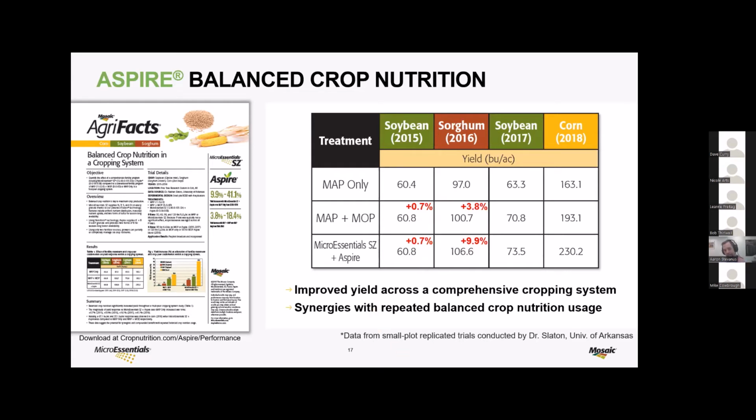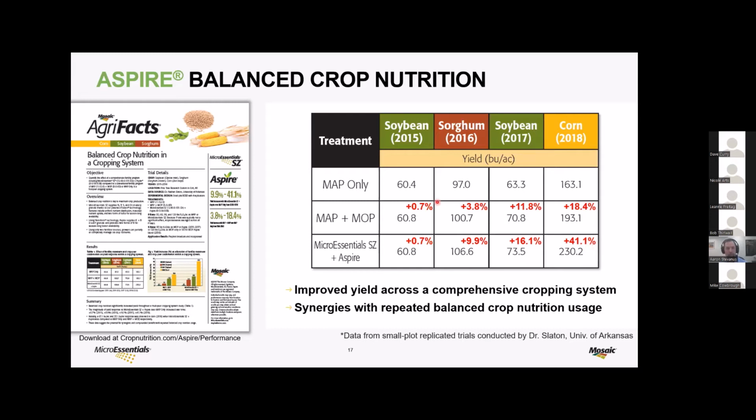I'm going to talk about that a little bit later once we roll through everything. But into year 2, so back to soybeans. Now we're looking at an 11.8% increase by adding that potassium. Our soil test, and actually it's not in the AgriFact, but we did see soil tests start to build as we continued on. And then once again, splitting away from the pack here with the microessentials and Aspire at 16.1%. And finally, in the last year, which is corn, adding that potassium, now we're seeing 18%. And with the microessentials and Aspire, a 41.1% advantage in corn.